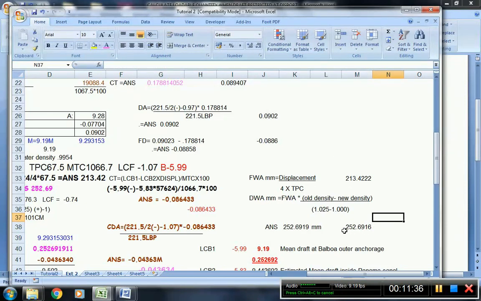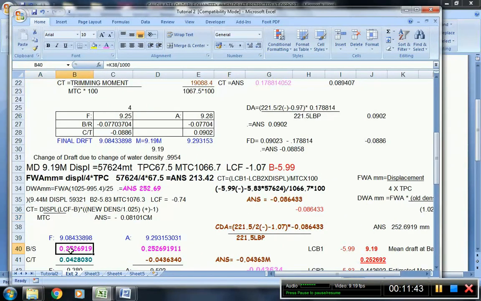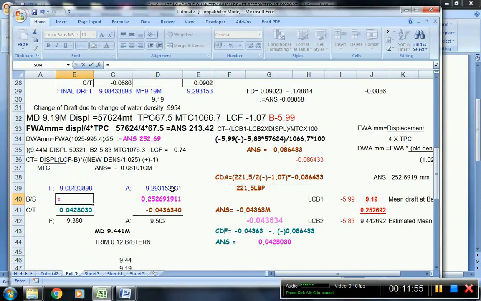Then this is what we call the bodily sinkage. Bodily sinkage equals bodily sinkage, this one, divided by 1000, because that is millimeters, and then the answer is 2.2526919. So you have to bring this one here by enter. So you have already your bodily sinkage, that is parallel.